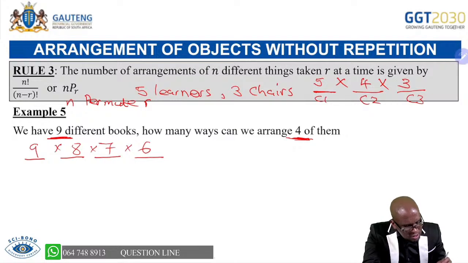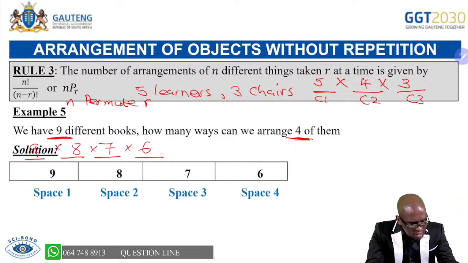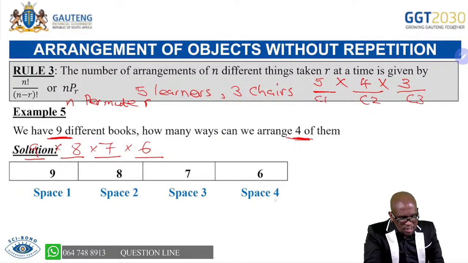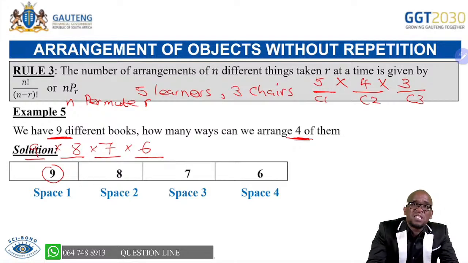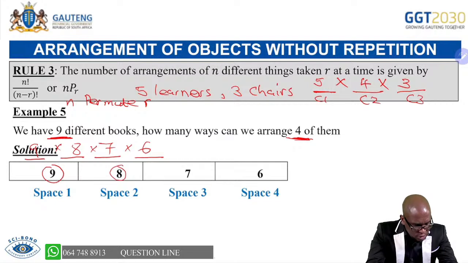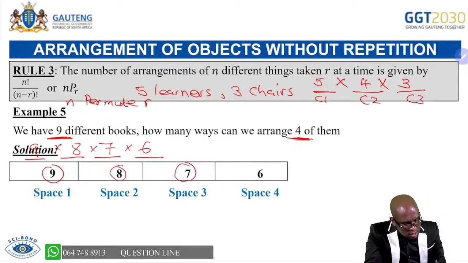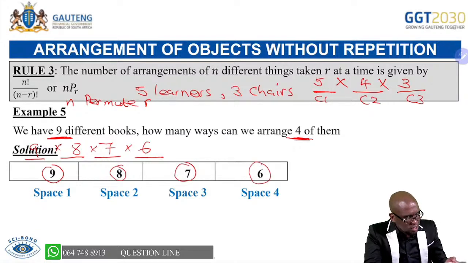If you multiply these two, then you're going to get the solution for that. Now, let's check here the solutions as they come in. You see, space 1, space 2, space 3, space 4. In space 1, we have 9 options because all of these 9 books have equal chances of sitting there. In space 2, we have 8 options because one book has already occupied space 1. Similarly, for space 3, there would be 7, as well as space 4, there would be 6.